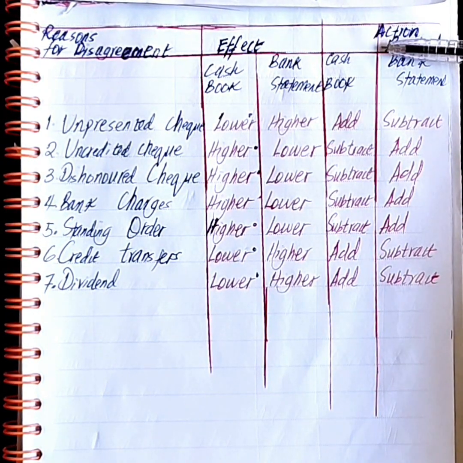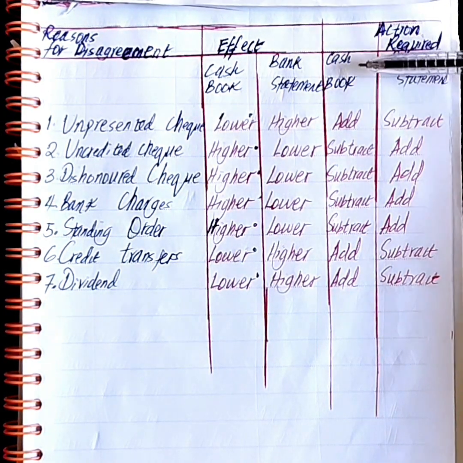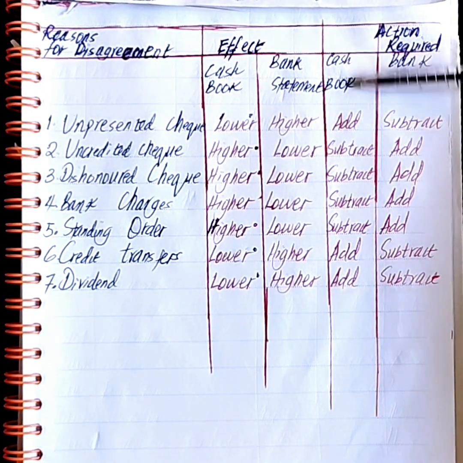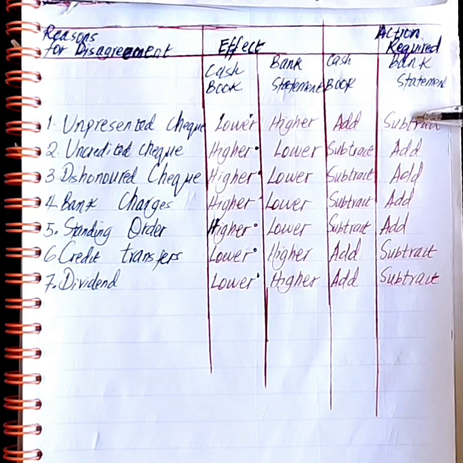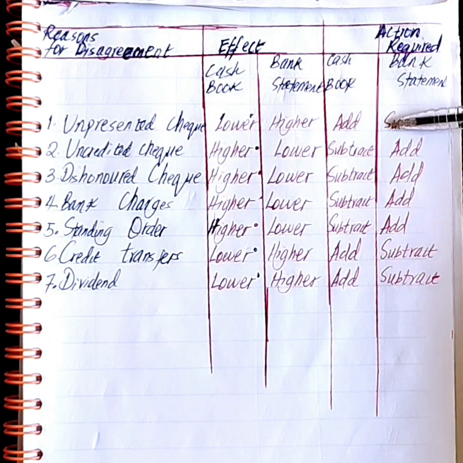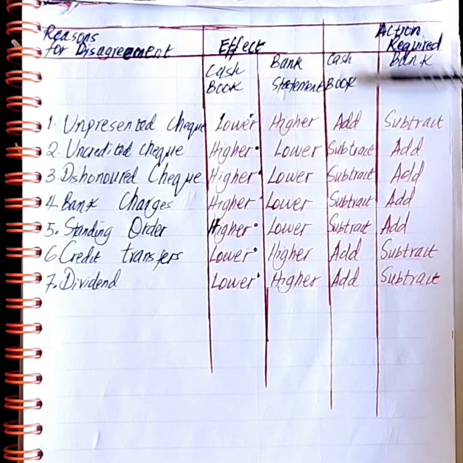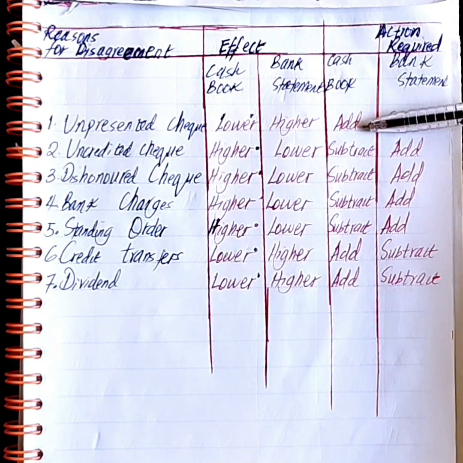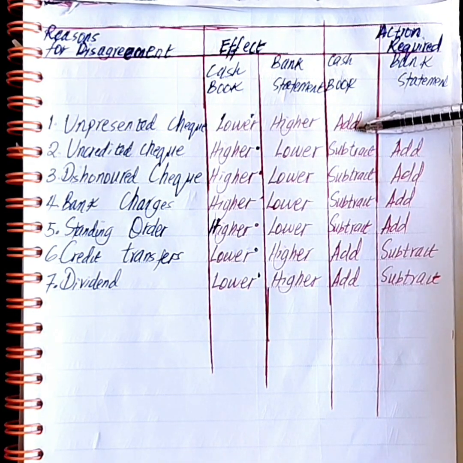When you want to do your bank reconciliation statement, what will you do? You can either start with the balance as per cash book, or you start with the balance as per bank statement. You cannot start with the two of them at once. You can start with either of the two. Now, in a situation whereby you have a choice, I will advise that you start with balance as per cash book because it is easier.